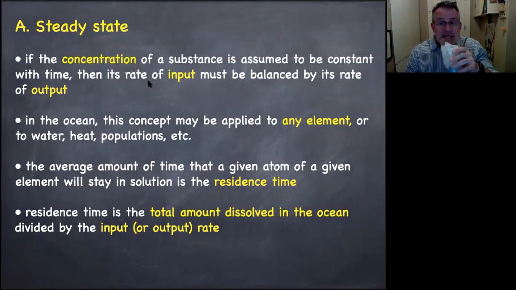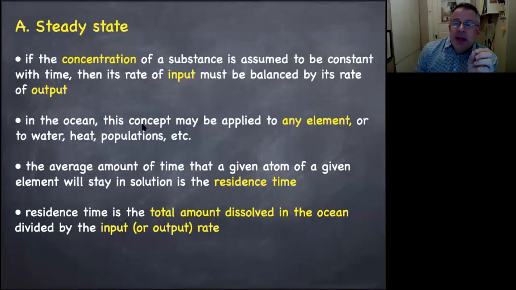Let's think a little bit about what a steady state is. If the concentration of a substance is assumed to be constant with time, then the rate of input of that substance is balanced by its output. It's like money in the bank. If the balance of your bank account is constant, the rate of spending and the rate of deposits have to be equal. Same thing here with a substance. So you can apply this to any of the elements in the table of elements, or to a quantity of water, to something that's conserved like heat energy, to populations of fish, etc.